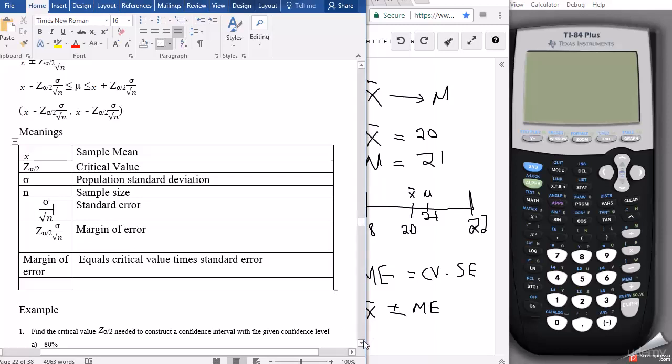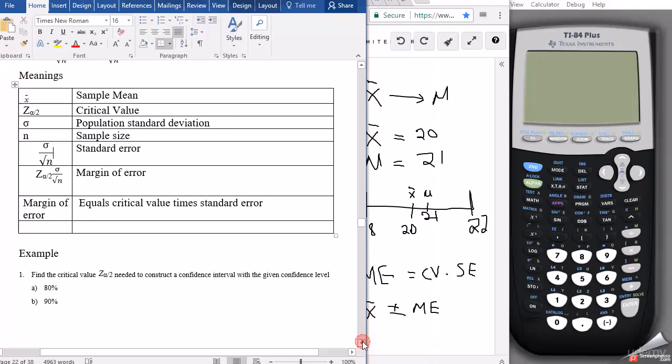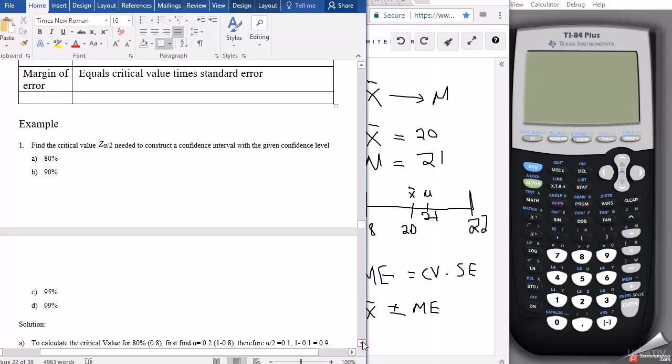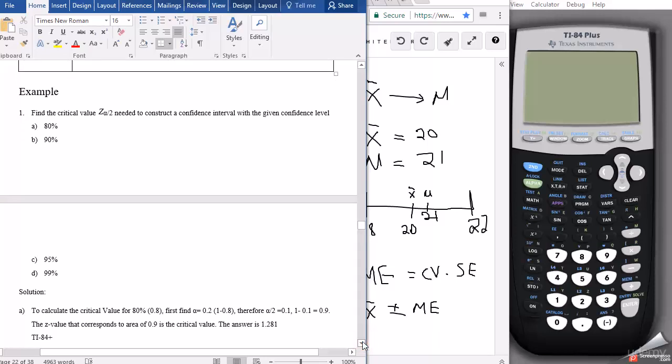Okay. So the first thing we're going to do is to learn how to find the critical value using the TI-84 Plus. We'll find the critical value, then we'll find the standard error, multiply both to get the margin of error, and then we'll get the confidence interval. So we want to find the critical value for a confidence level of 80%. Now, when you have a confidence level of 80%, that tells me that alpha is 20%. This is 0.8, which means alpha is 0.2.